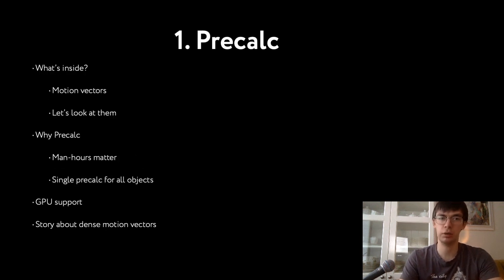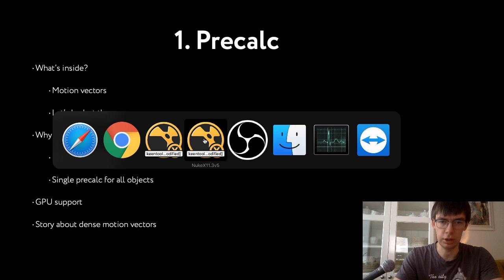So first of all, precalculation. What's inside? Basically, precalculation is the phase of 2D analysis of the footage. We calculate motion vectors, optical flow, as you wish, and we find corners, blobs, and so on, and track them. So it's like the camera footage analysis in the camera tracker. Basically, it's the same, but we then store all this information inside the special precalc file. So let's take a look at it.